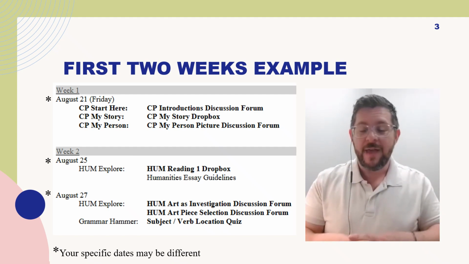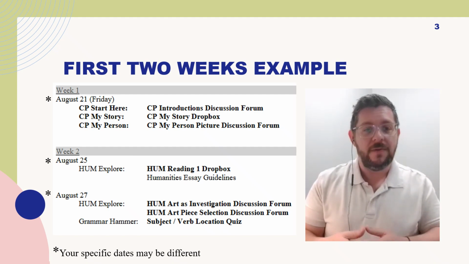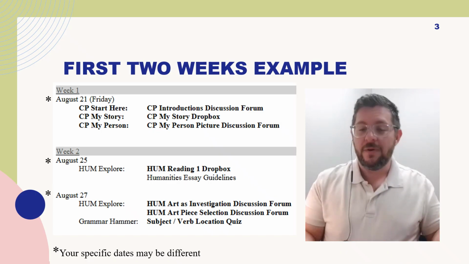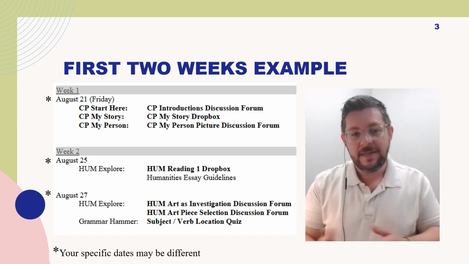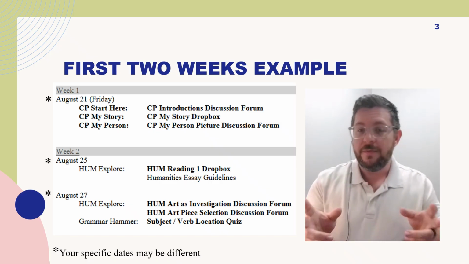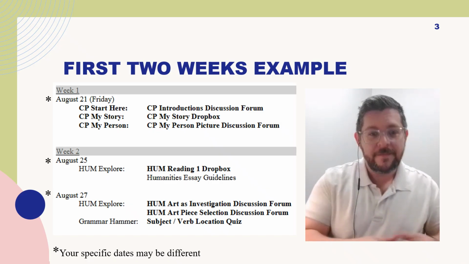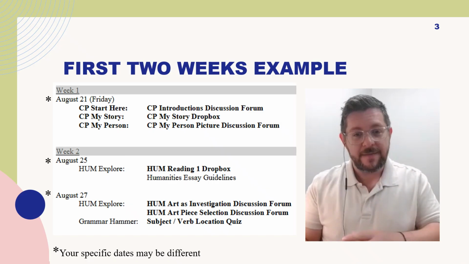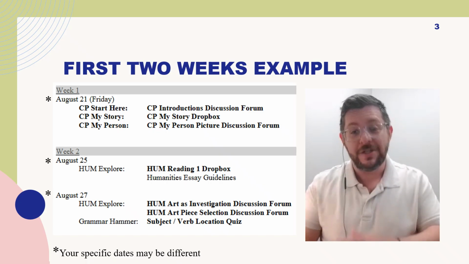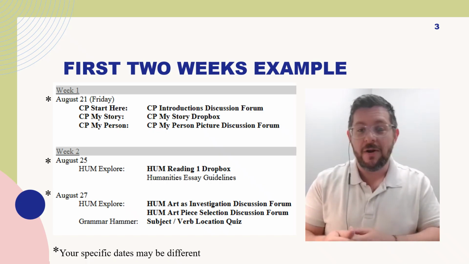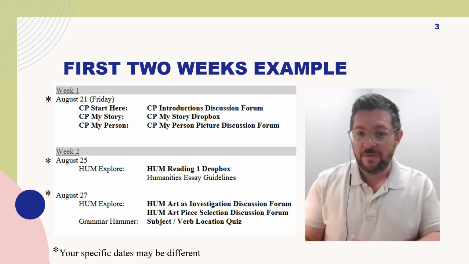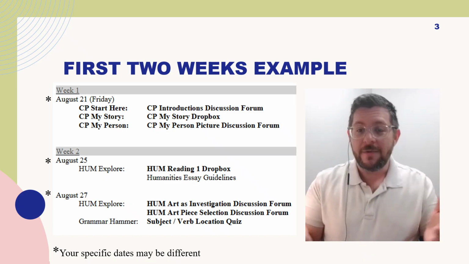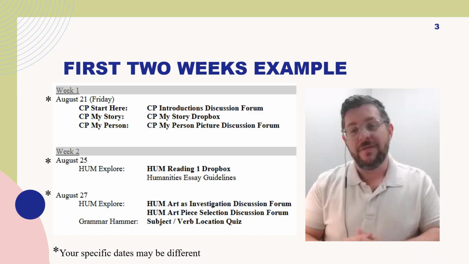So you'll have the HUM Reading 1 assignment. It's going to be due on Tuesday. And then as well, you are encouraged to look over the humanities essay guidelines. So those 2 assignments will be due by 11:59 p.m. on that Tuesday. And then on Thursday, you have 3 additional assignments, your HUM Artist Investigation Discussion Forum and HUM Art Piece Selection Discussion Forum. Also, your first grammar quiz will be due at the end of that second week, your subject verb location.